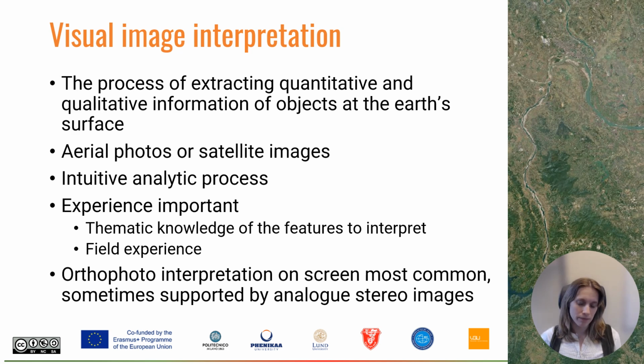Right, so back in the day, image interpretation was done with actual physical images using stereoscopes to see in 3 dimensions. And nowadays we mainly use, for example, orthophoto interpretation or satellite image interpretation on the screen, on the computer screen. And this is what I will talk mostly about in this lecture.